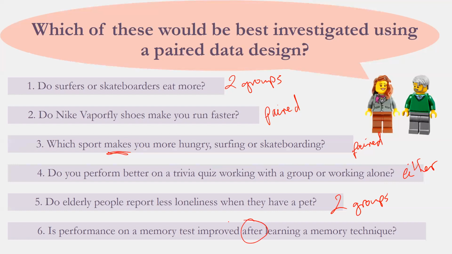That word after is kind of giving it away. Again, you could do it as two groups. You could randomly allocate one group to just do the test. Another group, you could teach them a memory technique and then get them to do the test. And you could do it that way. I think you could probably argue either way for this one as well. But I'm going to put down paired.